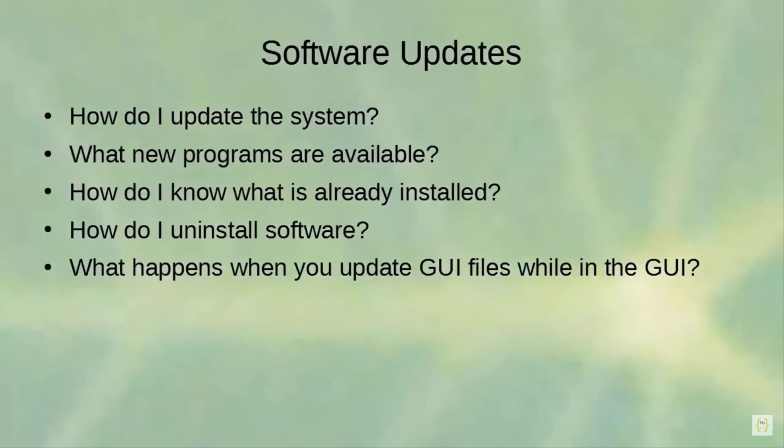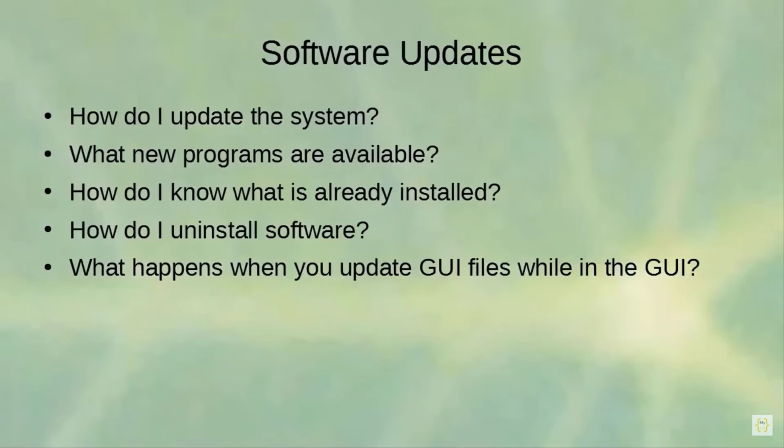Software updates. How do I update the system? Well, use the yum command. So you can do a yum update yum, first of all, because you want to make sure your updater is updated all the way. If you don't have a fully updated updater, then weird things can happen sometimes. You want to make sure you update the software of the entire system. You can just do a yum update, and that will update everything. If new programs are available, it will update anything that's new.